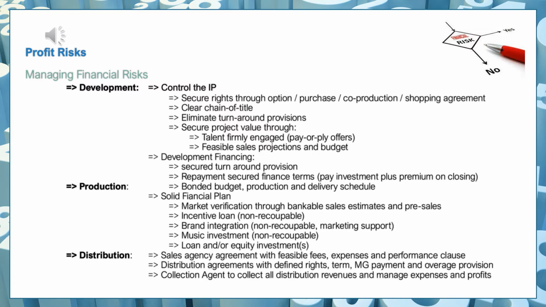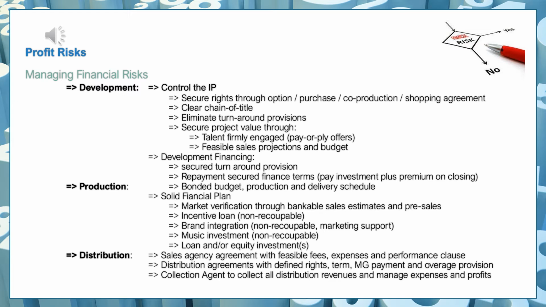So how do we manage these various financial risks? In the development, we manage them by controlling the IP. We secure the rights properly. We make sure that the co-production agreements, the rights purchase agreements, and the chain of title, everything is done the way it's supposed to. We eliminate any turnaround provisions that could affect us negatively.